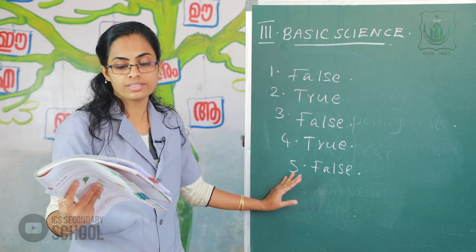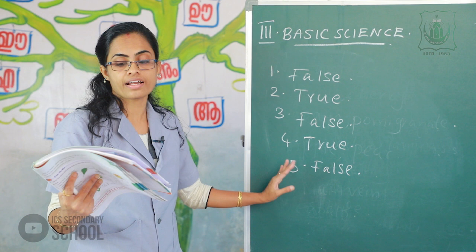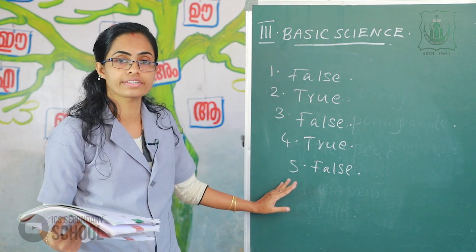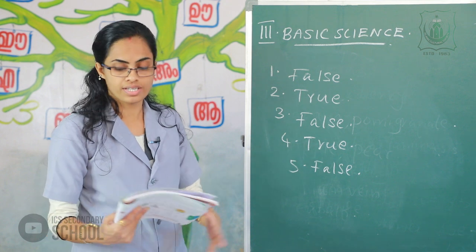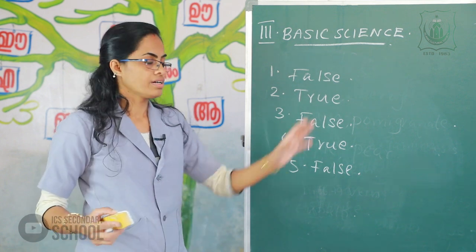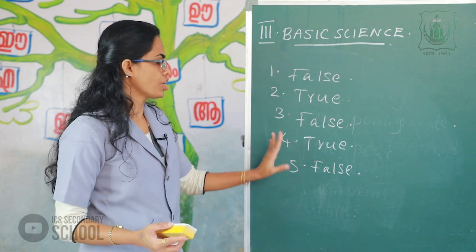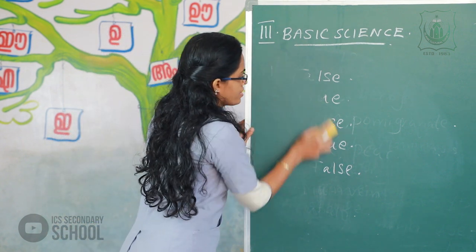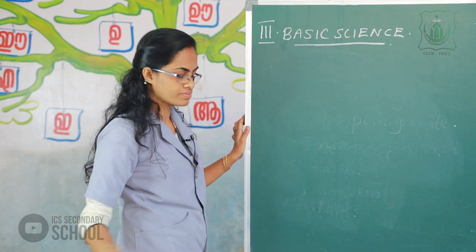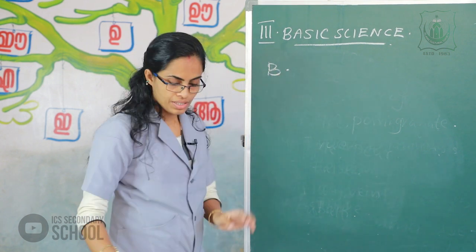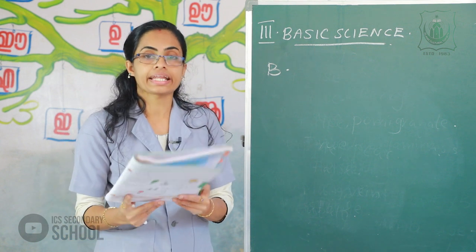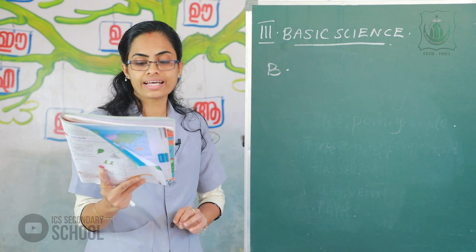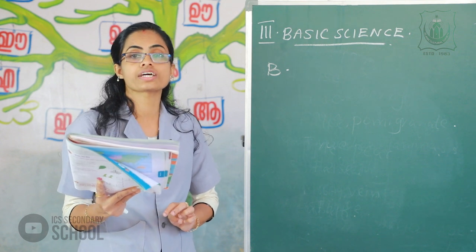Activity A: write T for true or F for false. All of you understand this? Clear? Yes. Write this in your textbook activities. The next one, activity B: name any two plants which have taproot.